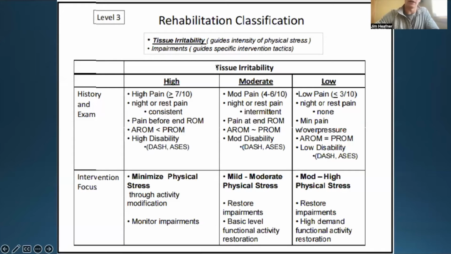On the tissue irritability, I want you to look through these on your own, but let's say someone comes in with a 7 out of 10 pain, that's going to be a different plan of care or a different point in their plan of care versus someone who has low pain. So if someone has 3 out of 10 pain, we can likely do way more active range of motion and higher functional demand versus when they come in flared up, they still have the same diagnoses. They're just at a different point in their rehab.